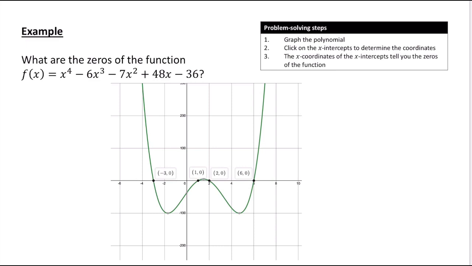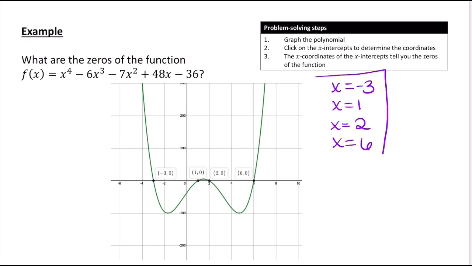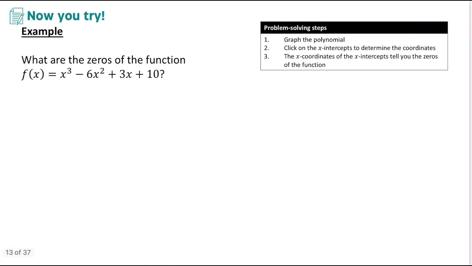So based on those x-coordinates of the x-intercepts, I can tell you the zeros of this function. This function will have zeros at x equals -3, x equals 1, x equals 2, and x equals 6. Okay, so it has 4 zeros, and actually you can connect this to the fundamental theorem of algebra, right? This is a degree 4 polynomial, so it makes sense that I would have 4 zeros. So now you can go ahead and pause the video and try doing this example on your own.